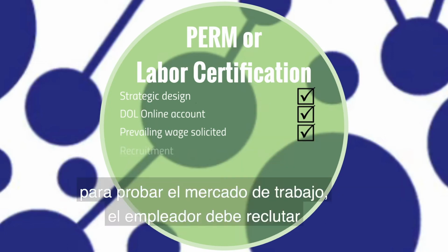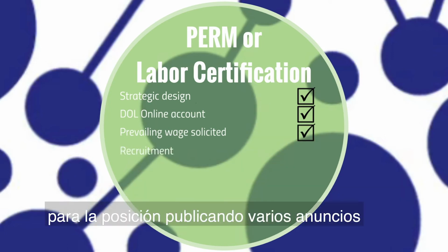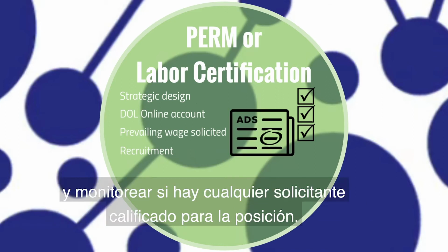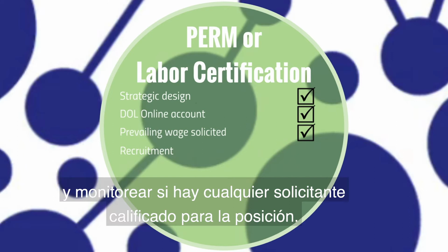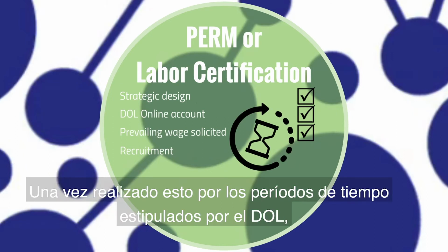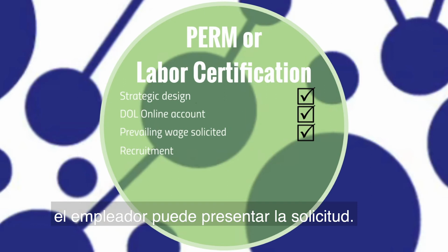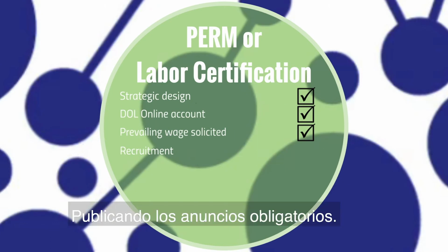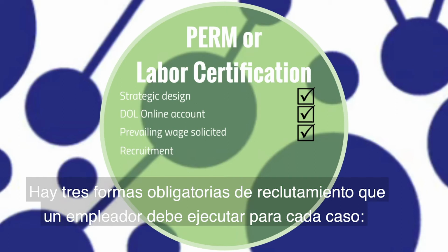To test the labor market, the employer must recruit for the position by running various advertisements and monitoring whether there are any qualified applicants for the position. Once this is done for the time periods laid out by the DOL, the employer may file the application. All advertising and legal fees for this step must be paid by the employer, not the employee. Run the mandatory advertisements. There are 3 mandatory forms of recruitment that an employer must run for each case.